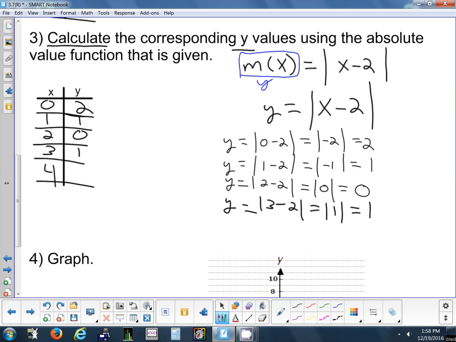I'm going to ask you to look for a pattern in the y values in a second. Last x value. 4. What's 4 minus 2? And absolute value of 2? 2. What do you notice about the y values? If you do this correctly, your y values should be the same whether you read them forwards or backwards. Always. That should always happen.